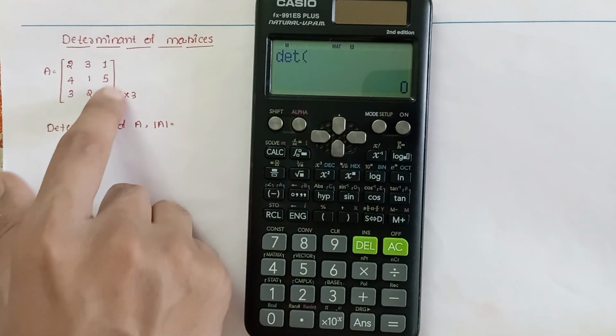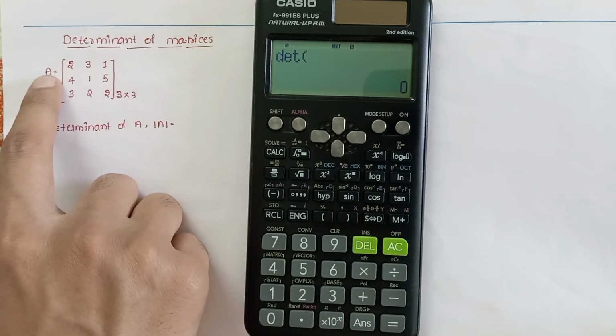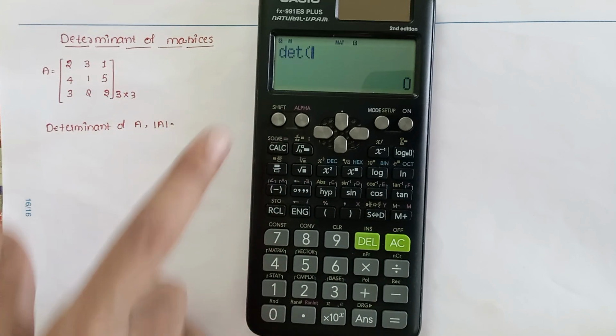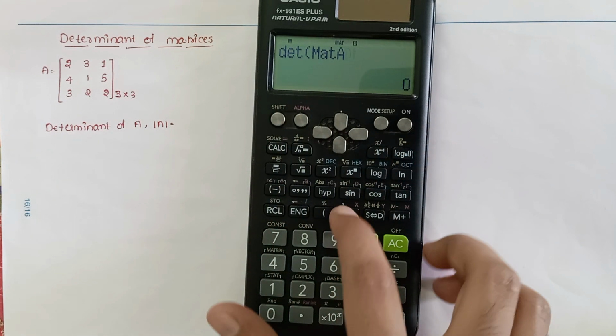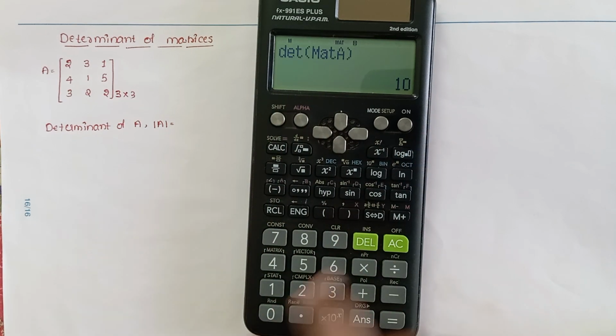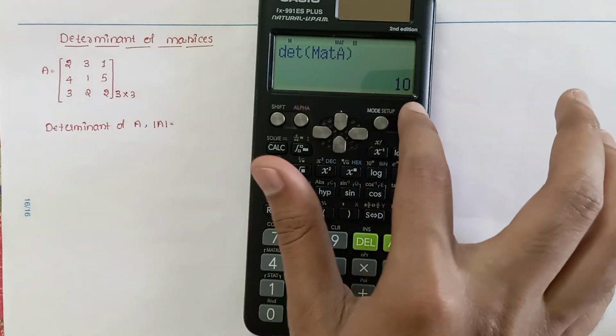Determinant came, but we have to find the determinant of which matrix? Matrix A. So again press shift 4, select mat A, third option. So the determinant of matrix A is 10.